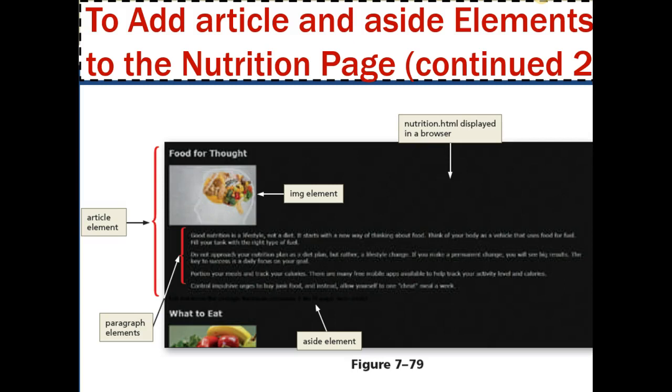after you do some modification, and if you follow pages 352, 353, you will see that you will have the image element here, your article element here, your paragraph that you have inserted, and then your aside element. So after you test it, it should look something like that.